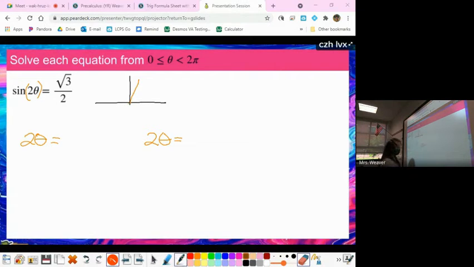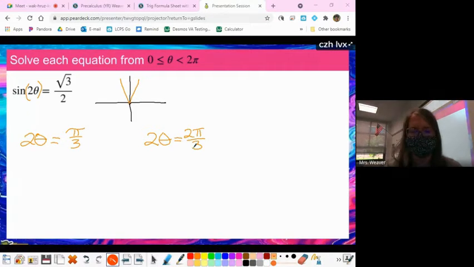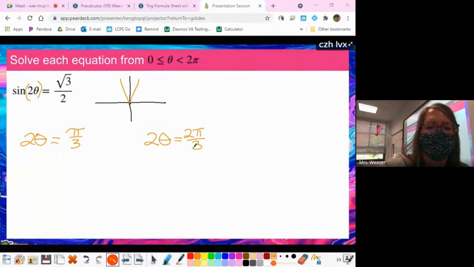There's one other one. So if my y value is positive here, positive root 3 over 2, it'll also be positive root 3 over 2 here at 2 pi over 3. Can you see that on your unit circle? They both have it, okay? So this is going to be at pi over 3 and at 2 pi over 3. Okay, everybody with me? Any questions for me so far? Because this is going to be important. I want to make sure we're all okay here before we do what's different about this one.